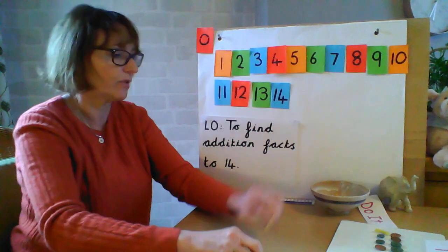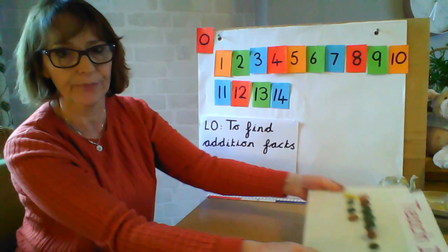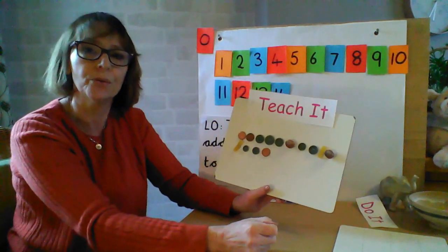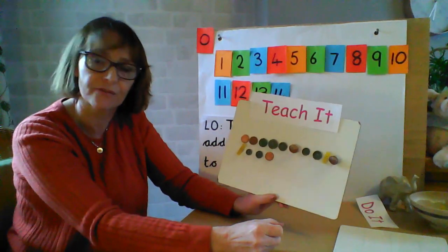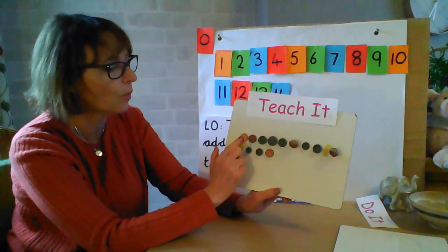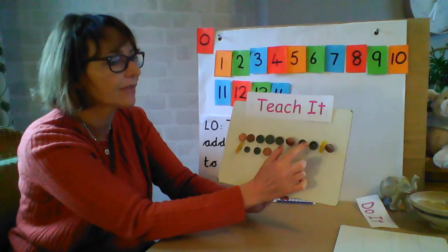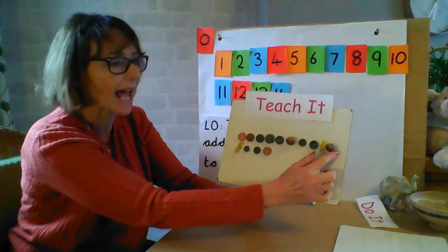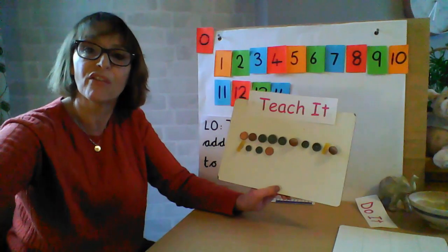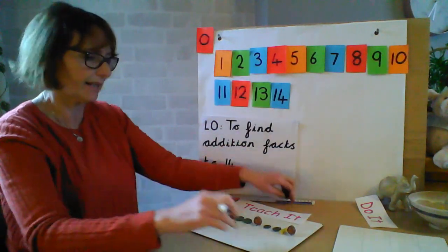Anyway, I've collected my 14 and I've stuck them onto my board because this is going to be our Teach It, okay? So this is what we're learning today, our Teach It. I'm going to teach you how to find addition facts for 14. So let me just check, I have got my 14 things on here. So I've got 1, 2, 3, 4, 5, 6, 7, 8, 9, 10, 11, 12, 13, 14. I have got 14 on there, so I'm going to write number 14 on my board. Okay, let's get my pen ready.